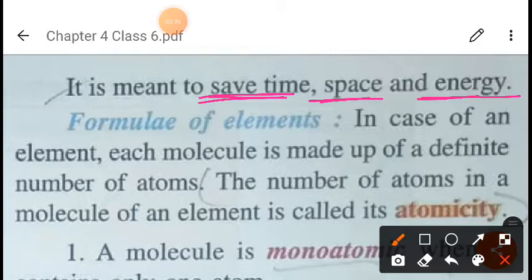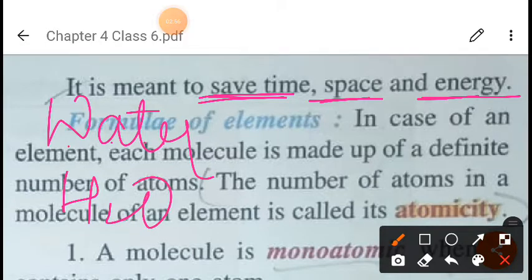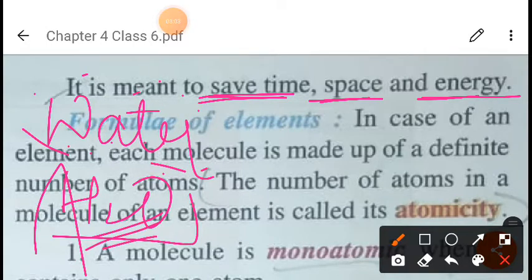I will give you one example. Suppose we are writing WATER. How many letters are there? 1, 2, 3, 4, 5. Five letters, and it took time and energy, right? But for water, we can write the short form H2O, and in only 3 characters we can define water, right? So it saves our time, it saves our space, and it saves our energy, right?